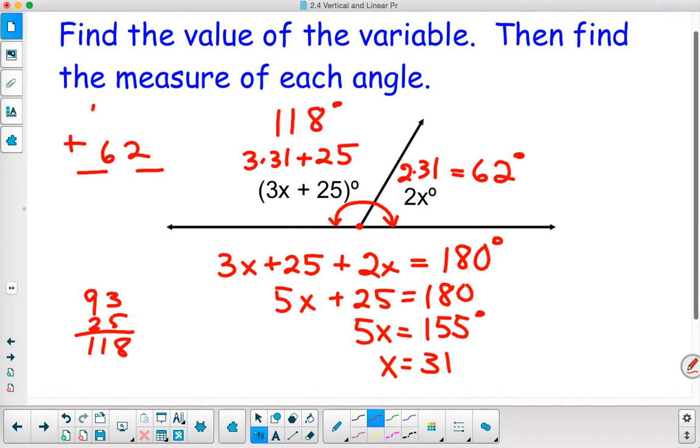Okay, let me check it again. 118 plus 62. Good, I got 180 degrees total. That's what it was supposed to be. So sorry for the mistake, but it's good to know what you need to do to check and make sure you have the solutions correct.